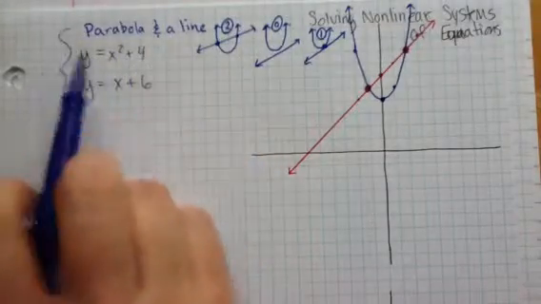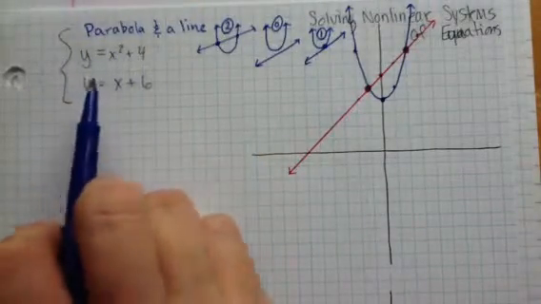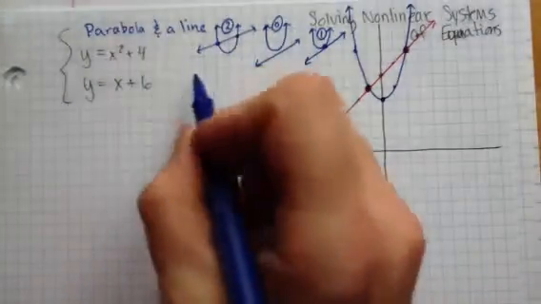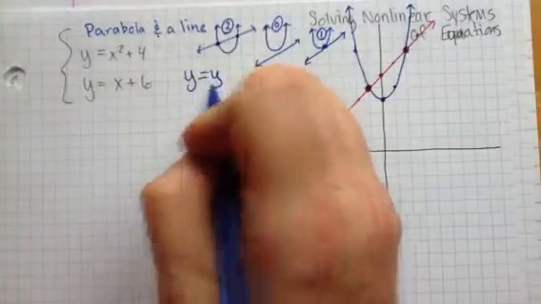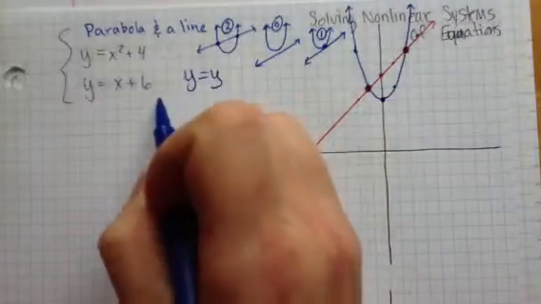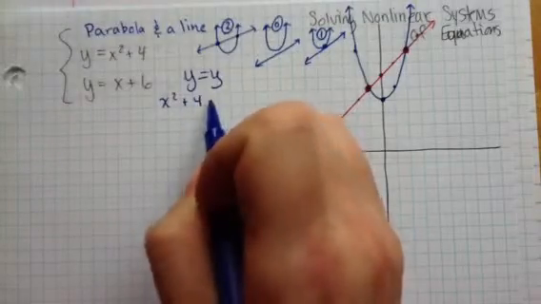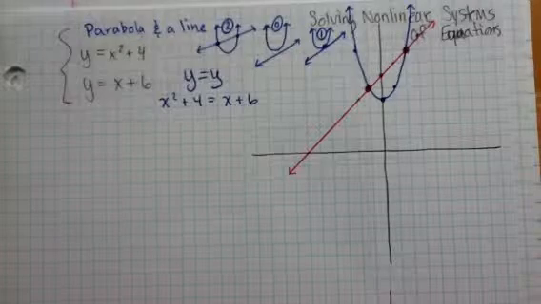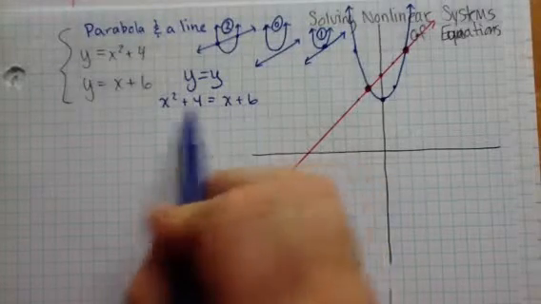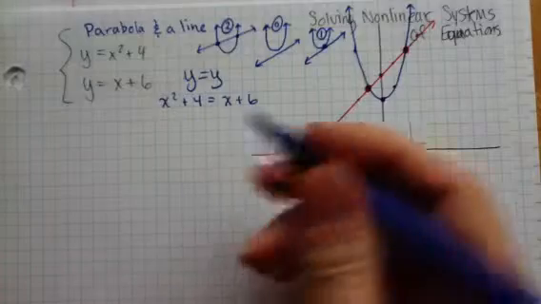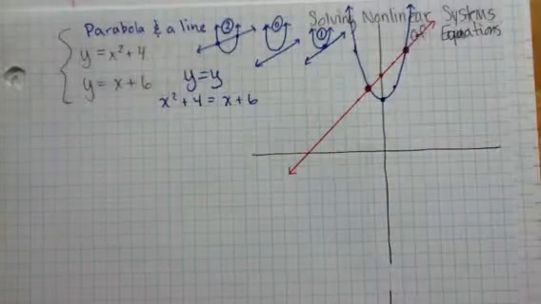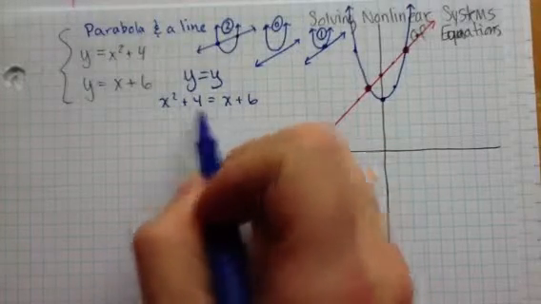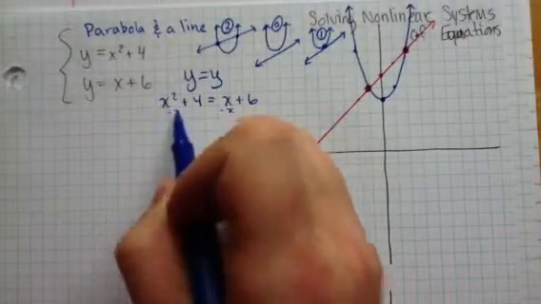Since I have an equation that says y equals x squared plus 4, I have another equation that says y equals x plus 6. What we're basically going to do is set y equal to y. So in other words, x squared plus 4 equals x plus 6. And then I'm just going to solve for x. Well, this is a quadratic equation, so I could solve it by factoring, I could solve it by the quadratic formula, or I could solve it by completing the square. So let's go ahead and get started.